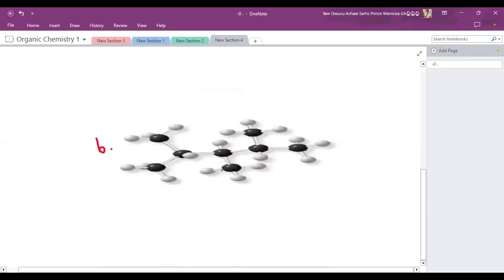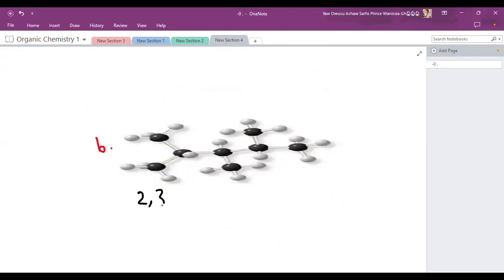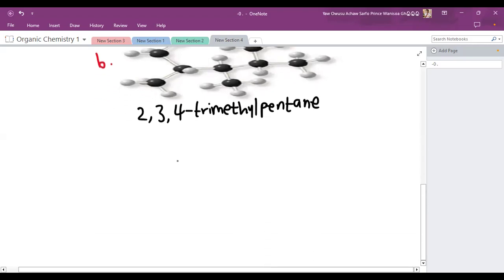For the last structure, it can be named 2,3,4-trimethylpentane. So the condensed formula can be written as follows.